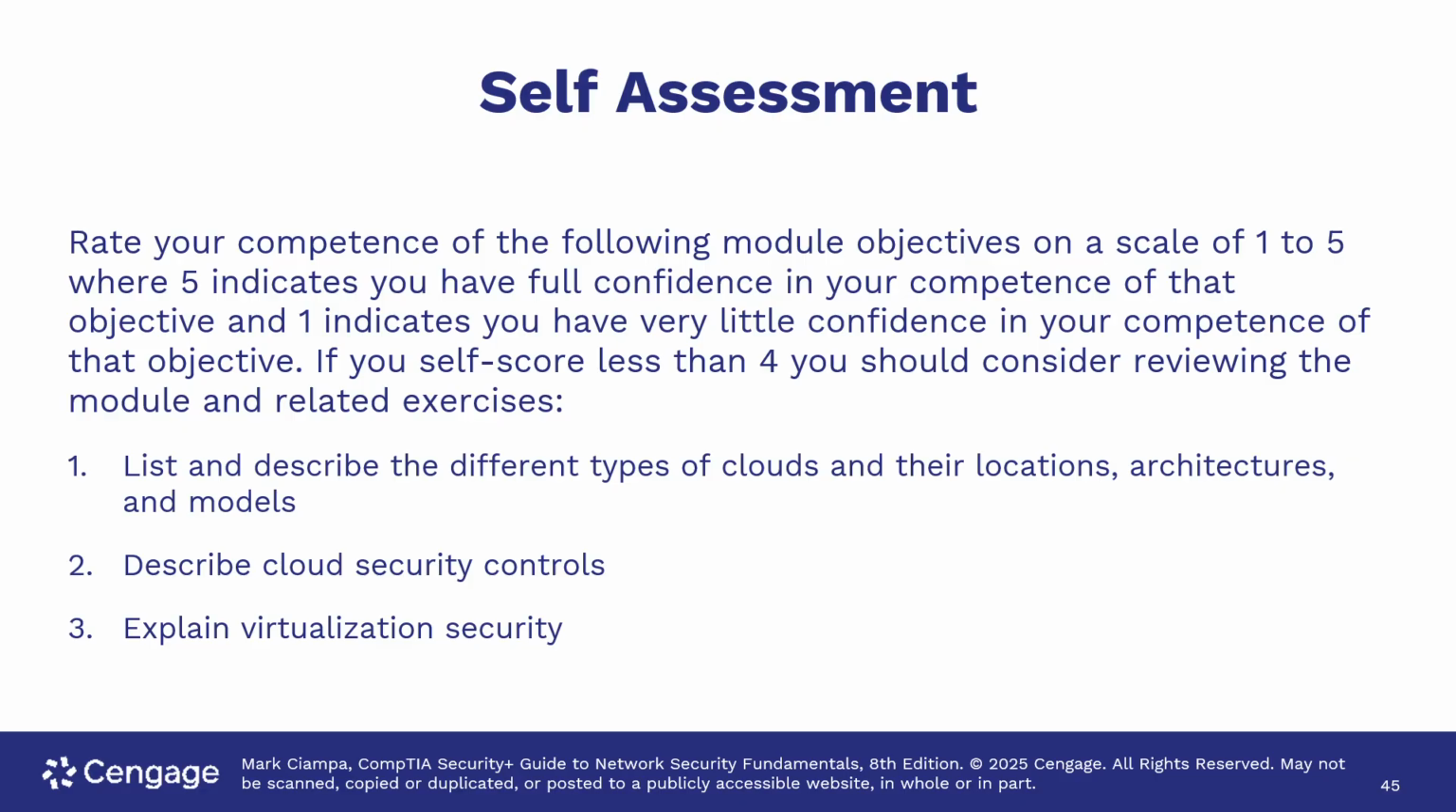Okay, I think we've reached the end of the chapter here. So you want to rate your competence on the following module objectives on a scale of 1 to 5, where 5 indicates you have full confidence in your competence of that objective, and 1 indicates that you have very little confidence in your competence of that objective. If you score less than 4, you should consider reviewing the module and the related exercises. You want to list and describe the different types of clouds and their locations, architectures, and models. You should also be able to describe the cloud security controls and explain virtualization security.